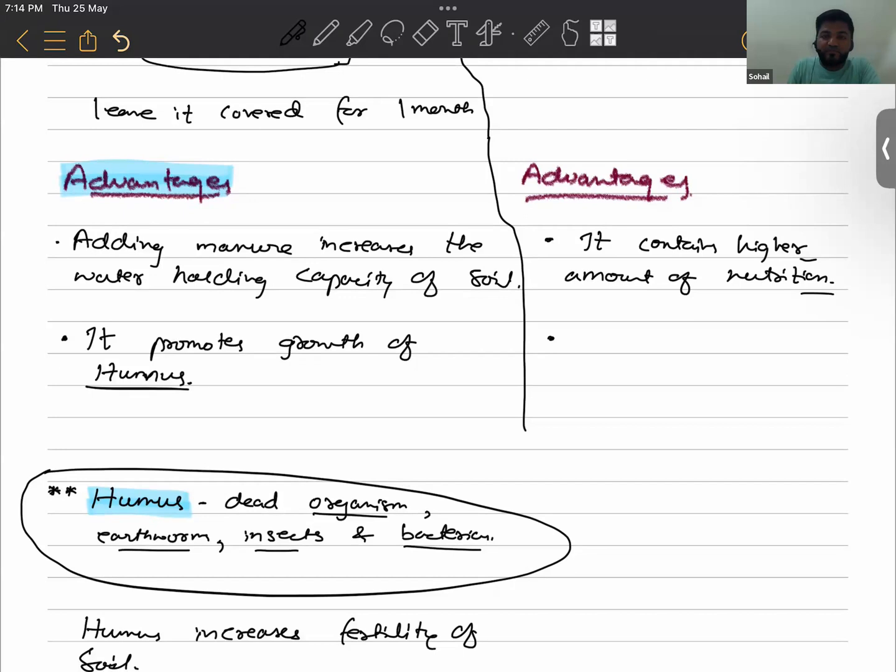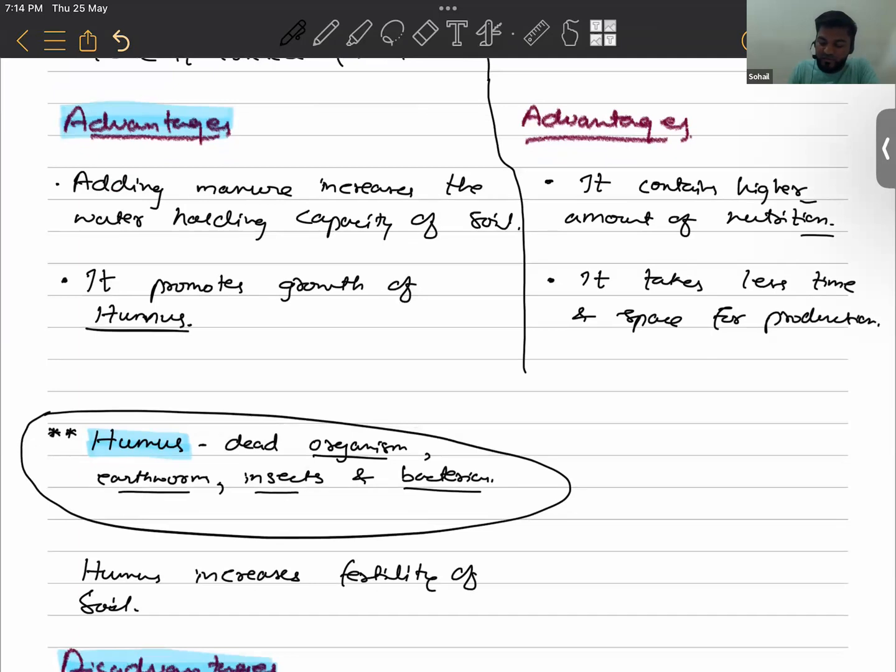Okay, what else? It takes less time and space for production. Right. While in the case of manure, we saw that production took almost 20 to 30 days, fertilizer can be prepared in just a matter of hours. So it takes less time and space for production.